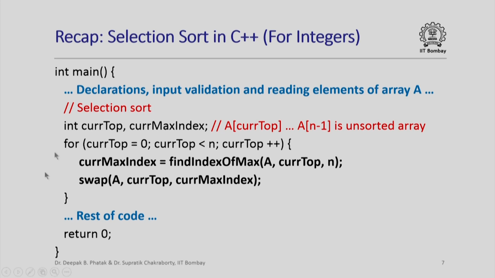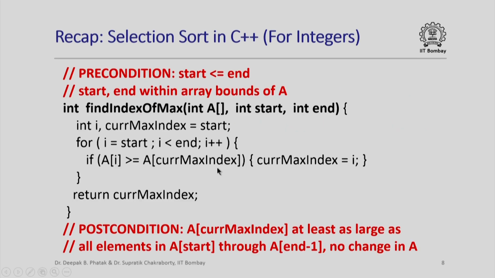Now, how did this function find index of max look like? Well, this is how it looked. We have already studied this in an earlier lecture. There is a simple loop here which iterates from the start to the end of the subarray of interest, and in each iteration it checks whether the current array element is greater than or equal to the currently maximum array element that has been seen. Why are we using greater than or equal to?